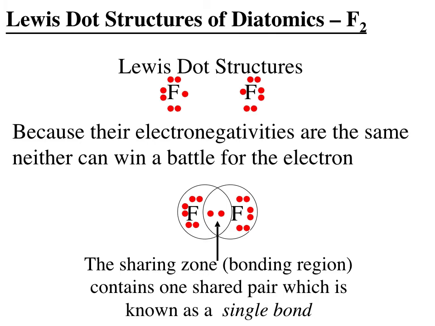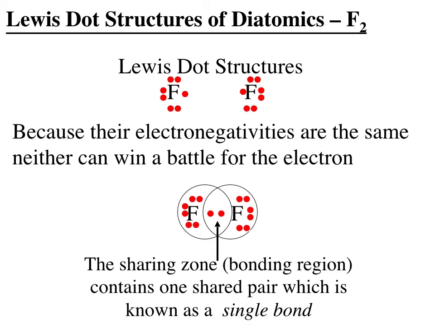Now let's turn to the Lewis dot structure of F2. Fluorine is a column 17 element. As you see here, it has a 7-dot Lewis dot structure, and of course, each fluorine needs one more electron to complete its octet. Now, if Fa attempts to get this electron from Fb, it will soon become apparent that the electronegativity of each being exactly the same precludes either from winning the electron pull from the other. So each fluorine takes one of its valence electrons and places it into a sharing zone between the Fs.